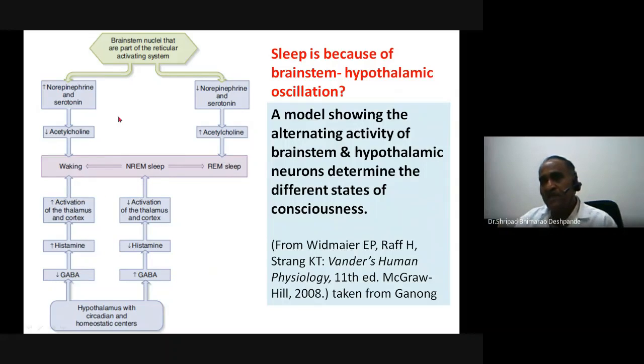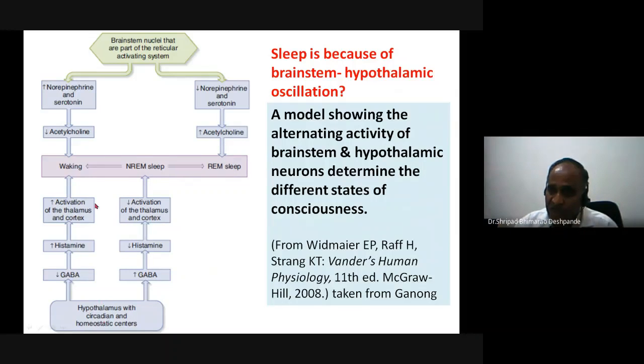Now, what happens if there is a switch on the other side? There is decreased norepinephrine and decreased locus coeruleus and raphe activity, that is serotonin activity, and because of the reciprocal link between norepinephrine and serotonin, the aminergic, and the acetylcholinergic, there is an increase in the cholinergic activity that would activate the part of sleep.